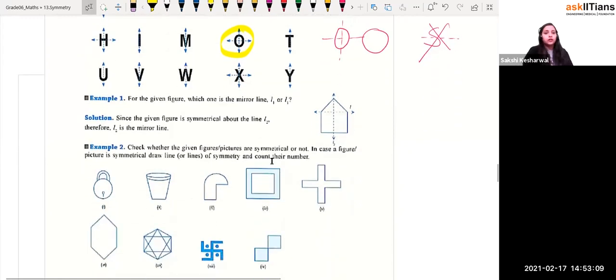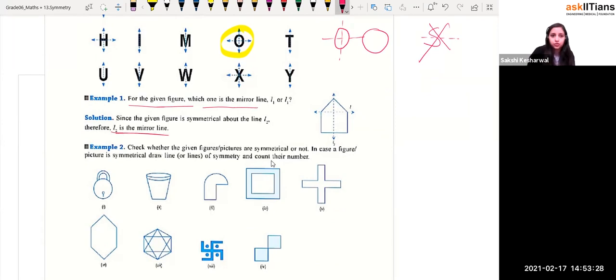Okay, so if you see that, okay. Now just see this example. For the given figure, which one is the mirror line, L1 or L2? So obviously, beta, L2. L1 is not, right? So L2 is the mirror line.